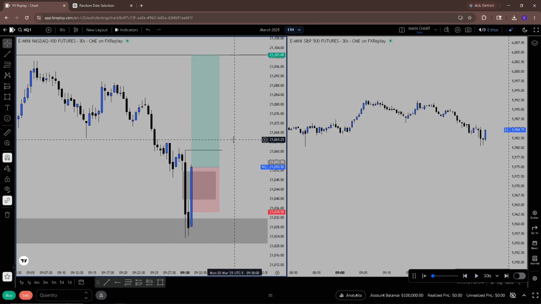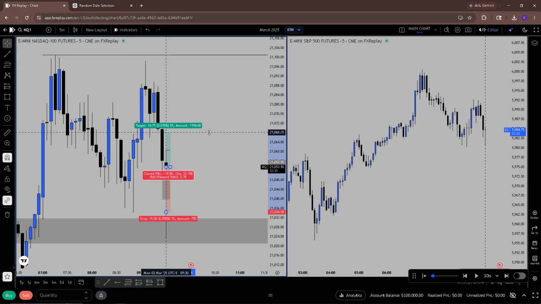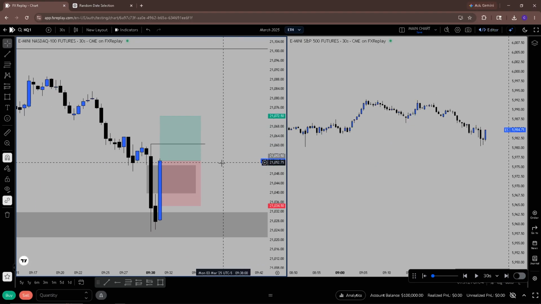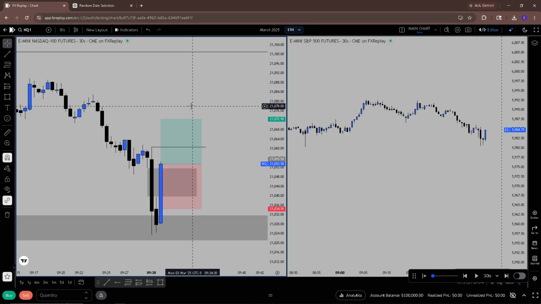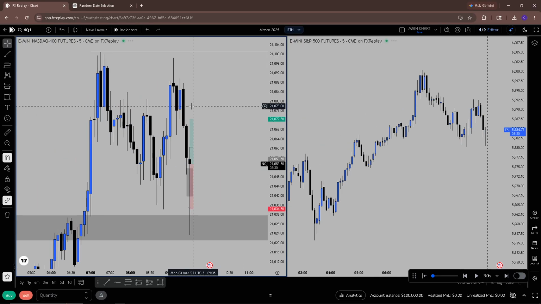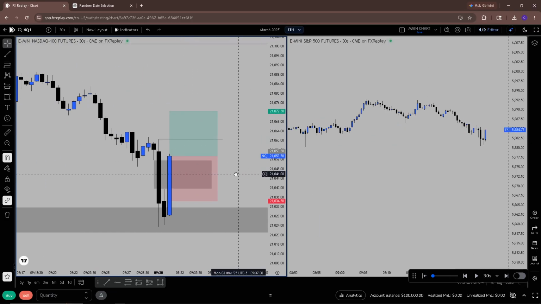Perhaps leave a runner here, but we do have an unfilled 5-minute gap right here. So I may just take this for a 1-to-1. Yeah, probably just gonna try this for a 1-to-1 here.